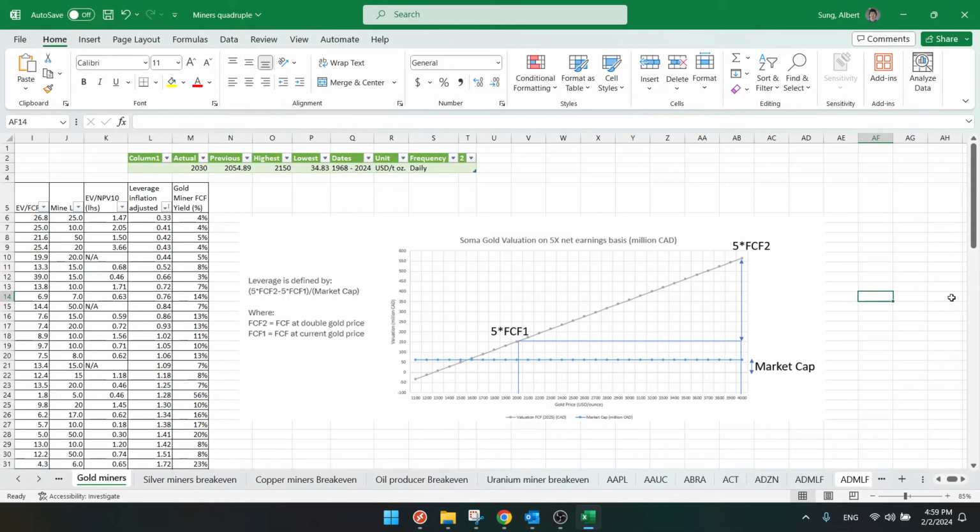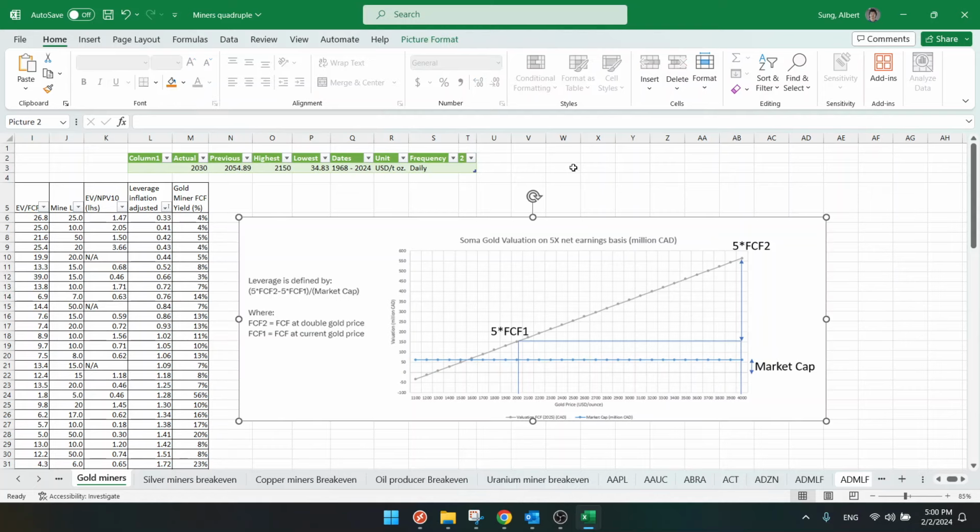In this video, I want to elaborate more on the gold miner leverage. As you know, gold miner leverage is defined by this formula, which is this value divided by the market cap. So how do you interpret this? If the gold price goes up 10% from here to here, then the value of the company goes up, for example, by 20% if you have 2 times leverage. So that's how you interpret this.